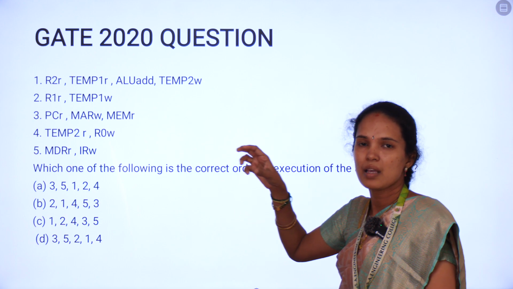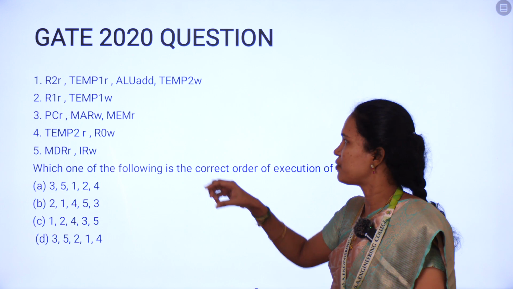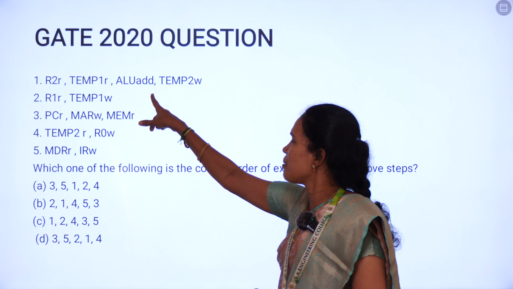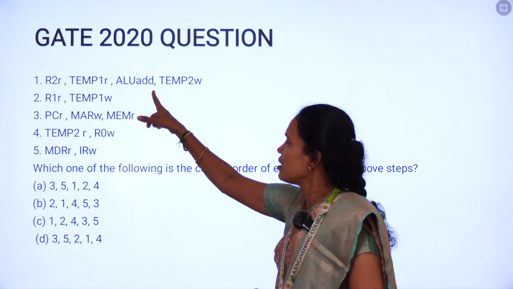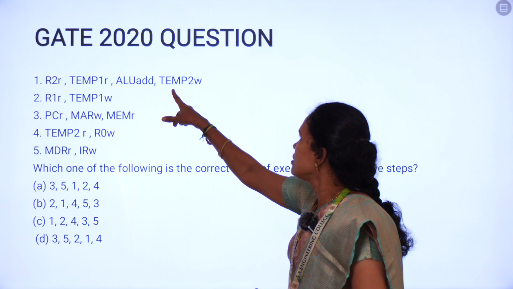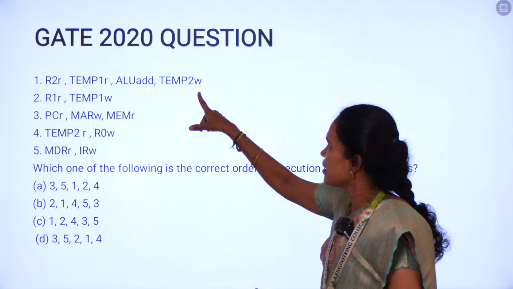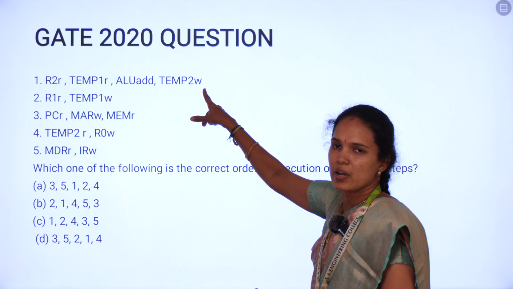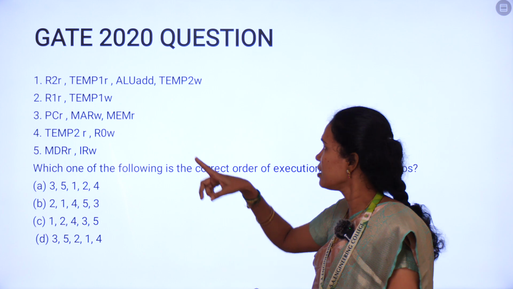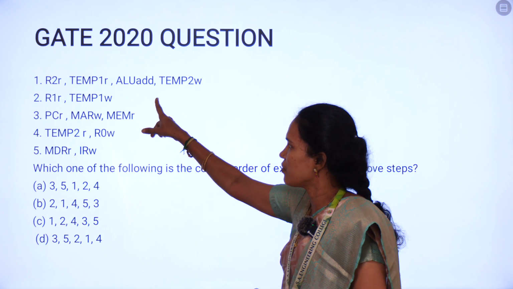ALU is nothing but the arithmetic logical unit. I told you all the basic operations will be performed in this arithmetic and logical unit. So what operation is happening? Add. They have given that the addition operation is performed in the arithmetic logical unit. And Temp2 W, what does it mean? It is writing into the temporary 2 register. First it is reading temporary 1 register, then temporary 2 it is writing. This is the first instruction they have given.